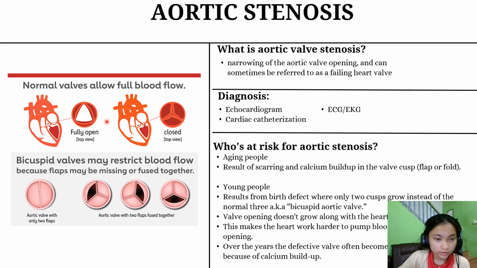So this is how the aortic valve is supposed to look. See the three cusps here, and this is how the aortic valve looks with only two flaps. This happens because the valve opening does not grow along with the heart. This makes the heart work harder to pump blood through the restricted opening. Over the years, the defective valve often becomes stiff and narrow because of calcium build-up.